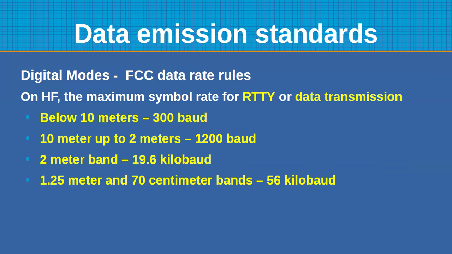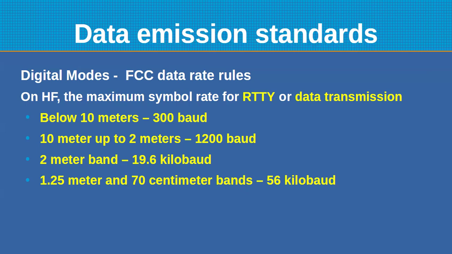Exactly why I'm not sure, but they've opened up the data rate, I guess, and they did it during the question pool. So it used to be if you were operating below 10 meters, you were limited to 300 baud symbol rate. When you got up to above 10 meters, you could go up to 1200 baud.